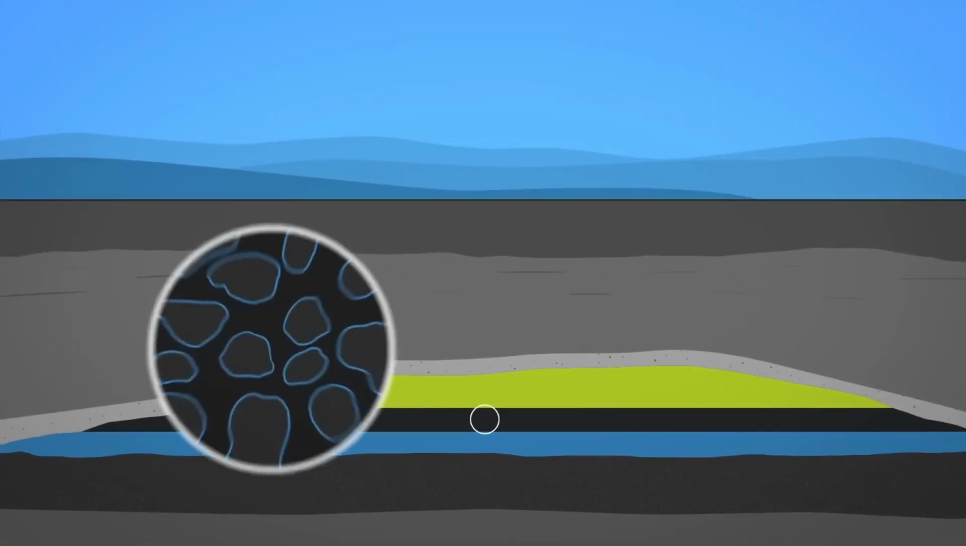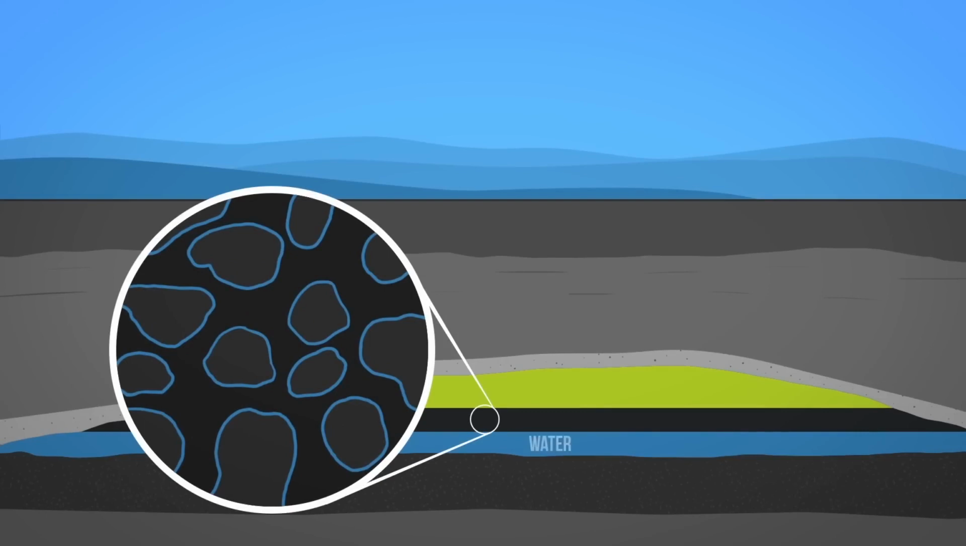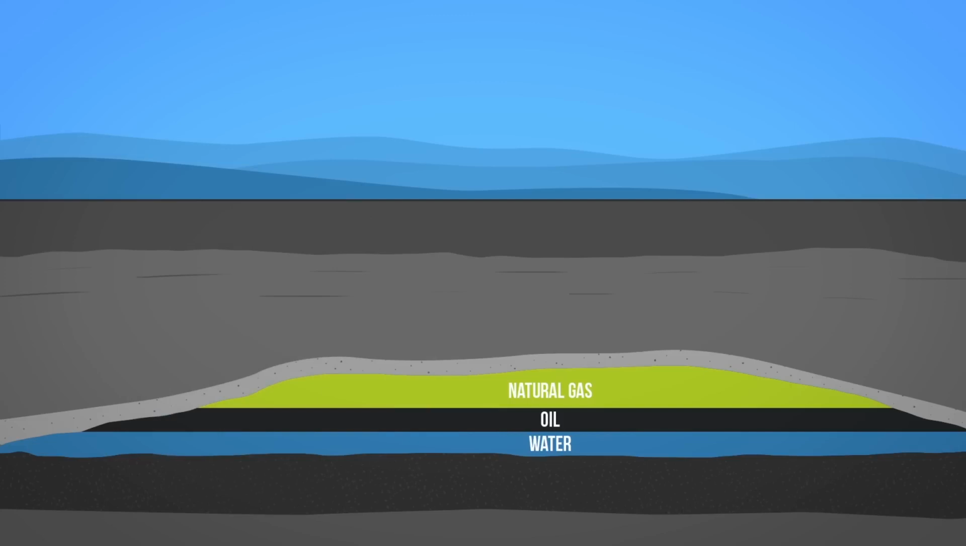The rocks have tiny spaces called pores that allow them to hold water, natural gas, and sometimes oil. The natural gas is trapped underground by impermeable rock called a cap rock and stays there until it is extracted.